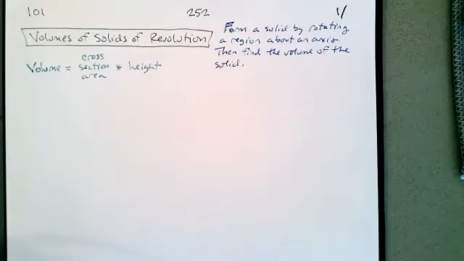Today, we want to look at volumes of solids of revolution. This is where we form a solid by rotating a region about an axis and then find the volume of that solid. We find the volume by setting up an integral, and all of our integrals so far have been based on multiplication. So we're going to use multiplication. Volume is going to be the cross-sectional area multiplied by the height.